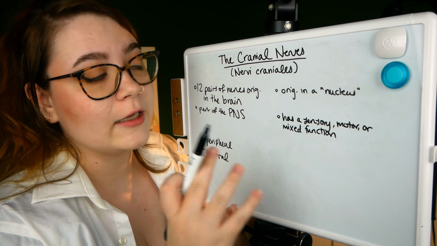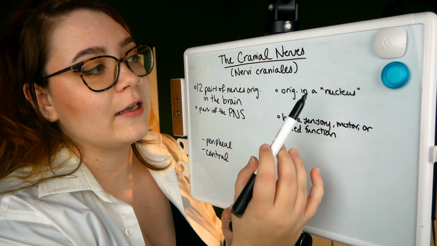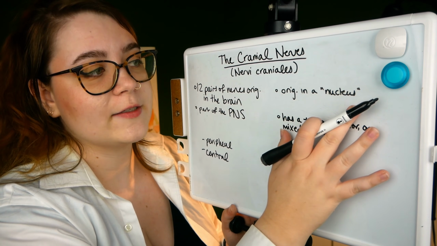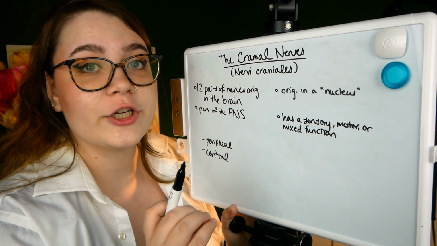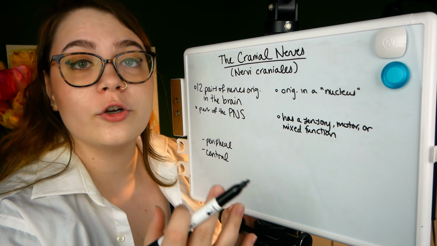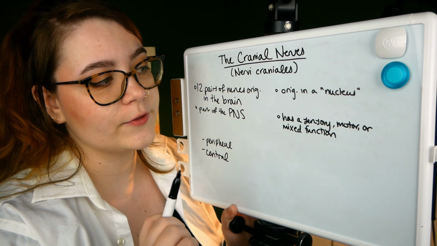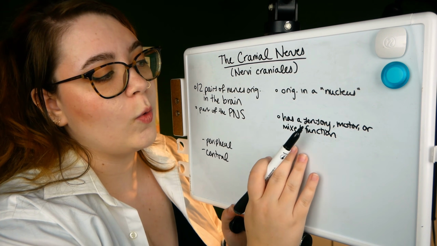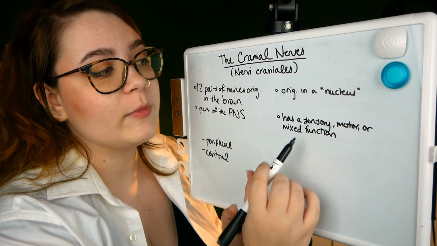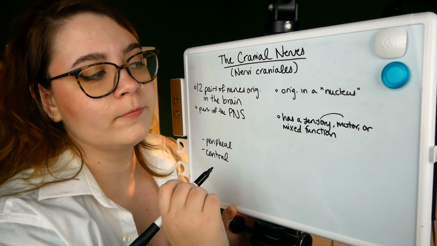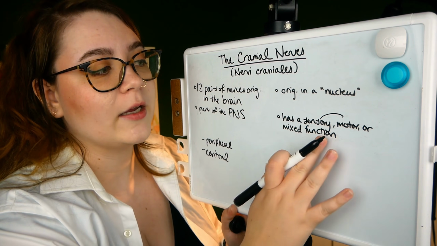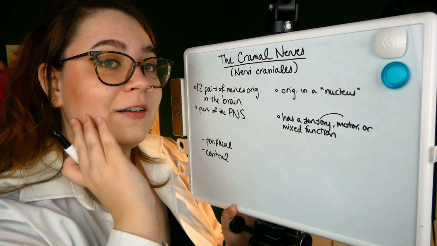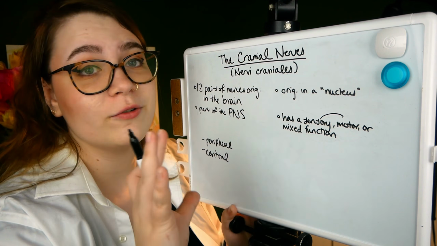These generally, cranial nerves, originate in a nucleus or multiple nuclei. In this particular instance, this means a collection of cell bodies or neurons, which are nerve cells. And these nerves can have a sensory, a motor, or a mixed function, which means that they have both. So they can either pick up sensation, they could receive motor information, like with the muscles, or they could do all of that.